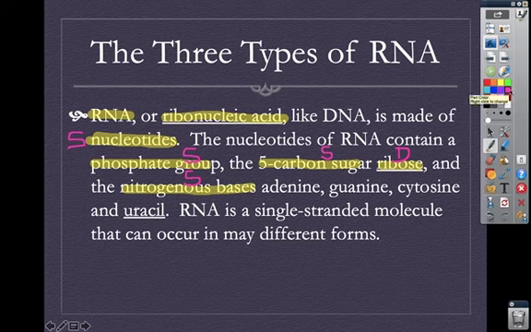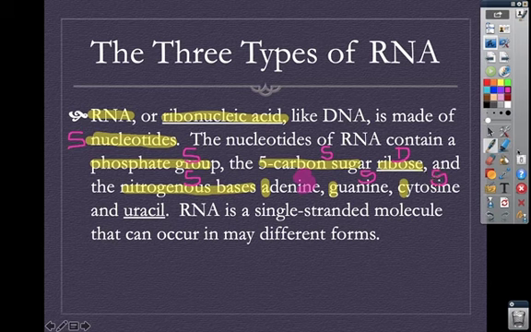Now let's take a look at the nitrogenous bases a little bit closer. So if you look at your nitrogenous bases, RNA contains the nitrogenous bases adenine, guanine, and cytosine, just like with DNA. So remember the S's that I'm putting on here stand for similarities between DNA and RNA.